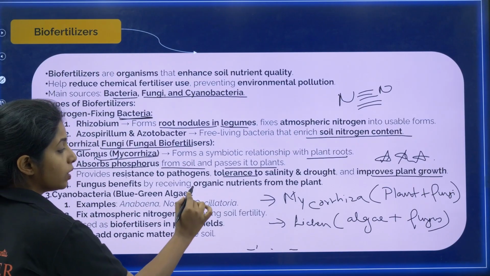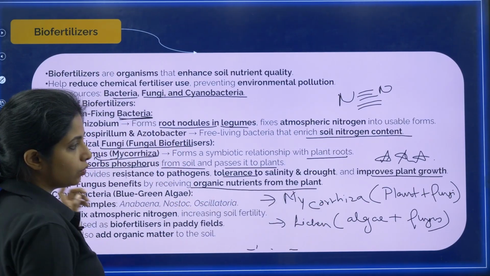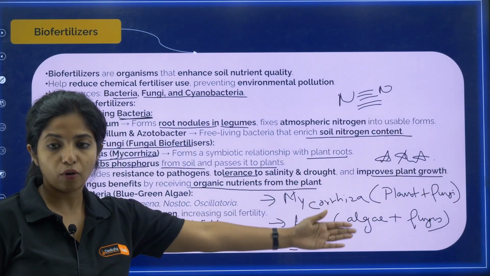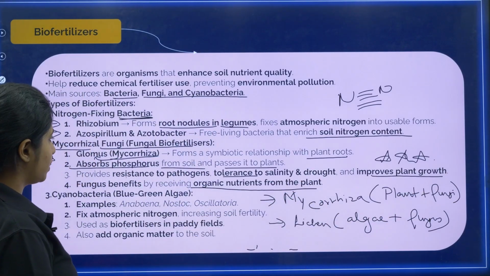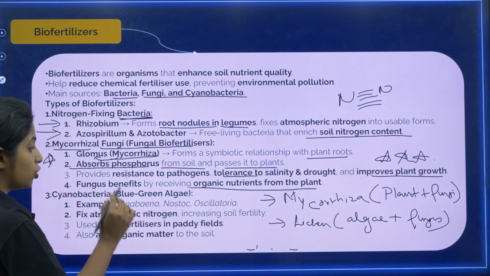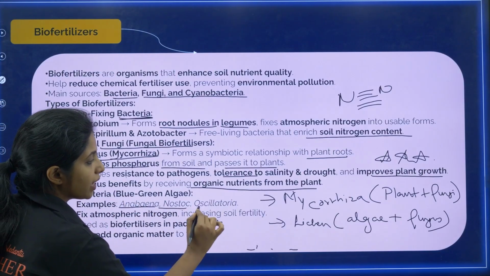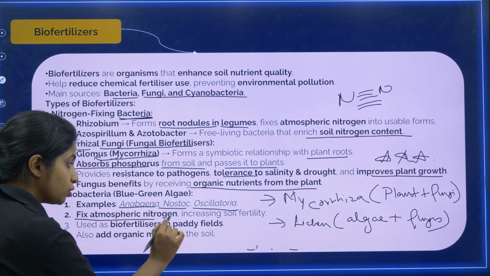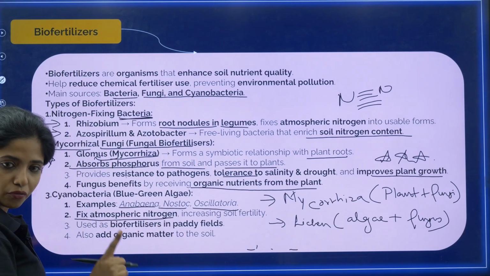Now the fungus benefits by receiving organic nutrients from the plant. I told you, the fungus will be receiving organic matter because the plants are responsible for making the food. I hope this is also clear. Now you have cyanobacteria, the blue-green algae, my dear children. Examples are Anabaena, Nostoc and Oscillatoria. Three of them are cyanobacteria. What do they do? They fix atmospheric nitrogen again. They are also going to fix nitrogen.